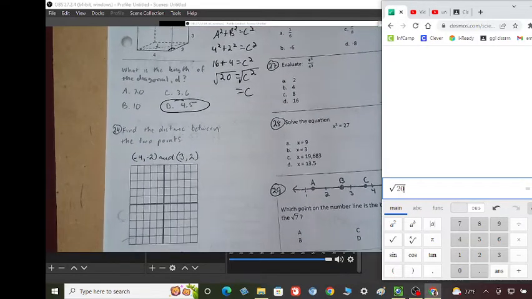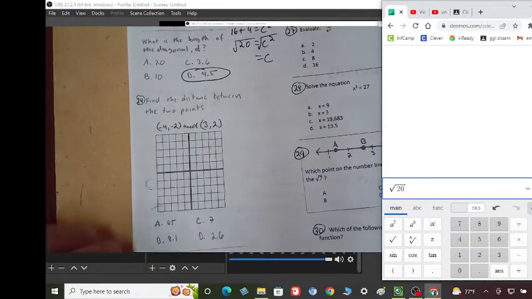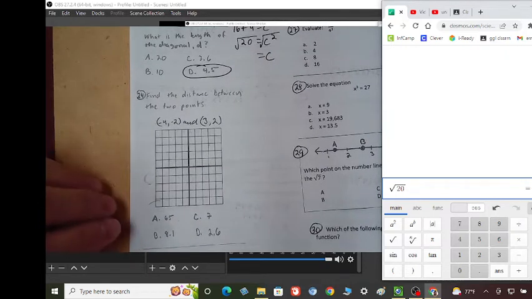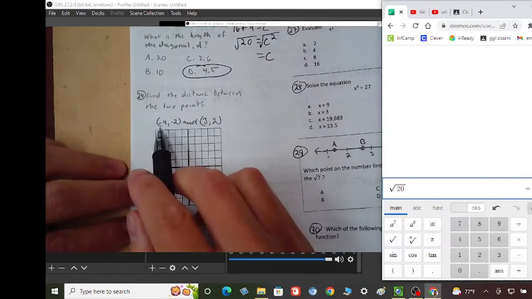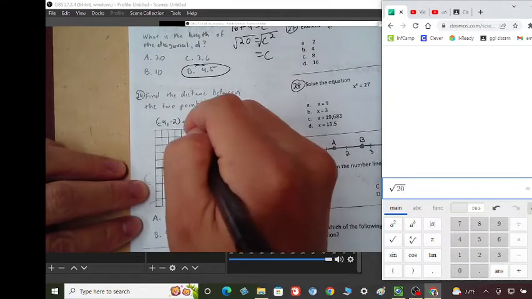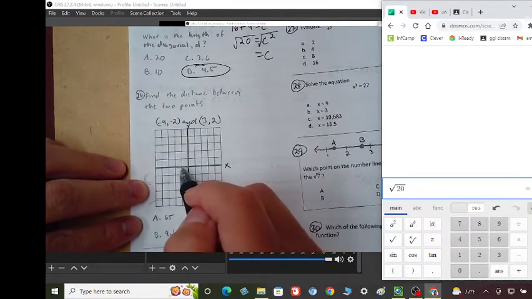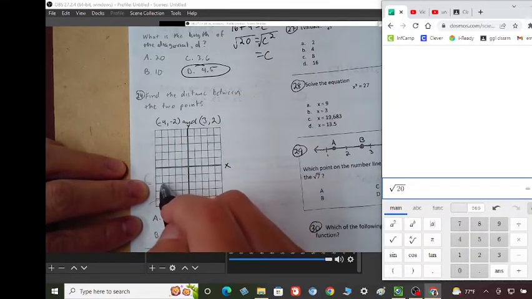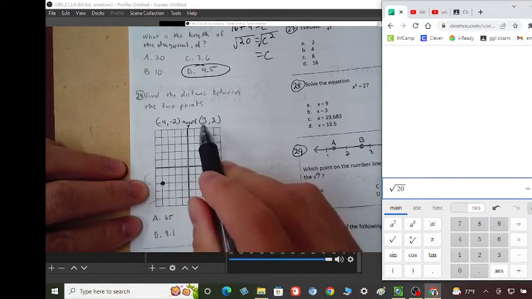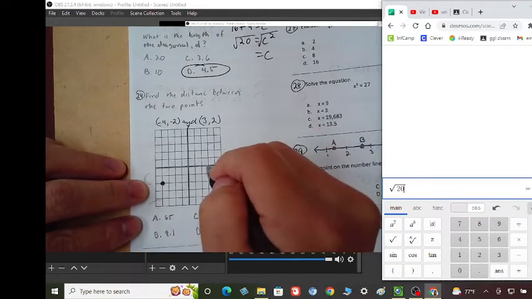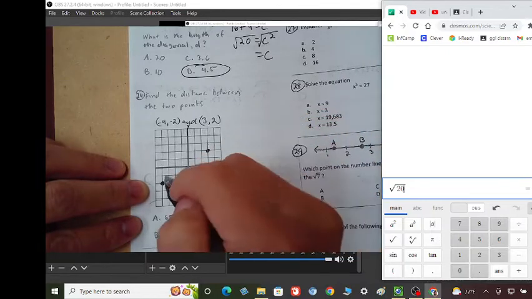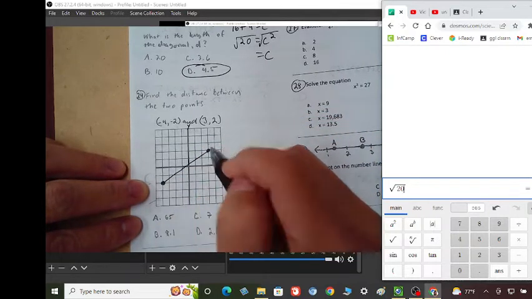Okay, number 24, find the distance between the 2 points, and it gives you a coordinate plane. All right, so -4, -2. So here's our x, here's our y. All right, so -4, -2, right there is -4, -2. Then you got 3, 2. X is a positive 3, y is a 2. All right, so we want this distance right here between those 2 points.